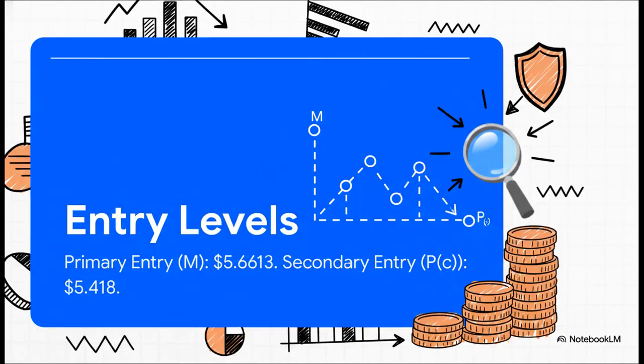Now, from the very beginning, the plan laid out two possible entry levels. First, there's that primary entry at M, which, as we just saw, the price has already hit. Then there's also an optional secondary entry at PC. This kind of two-level approach is a really central part of the risk management here.